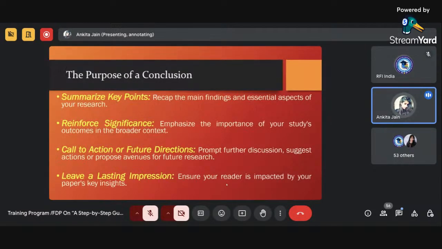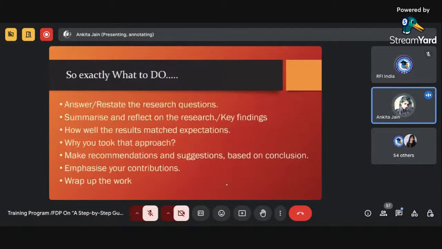The purpose of a conclusion is to summarize the key points. So you have to give a recap, then reinforce the significance and importance of the study in a broader context. Then a call to action or future direction, meaning future research scope or any kind of suggestions for further research. It should be there. Then leave a lasting impression. You should also ensure that a reader or researcher is impacted by your key insights or key results.